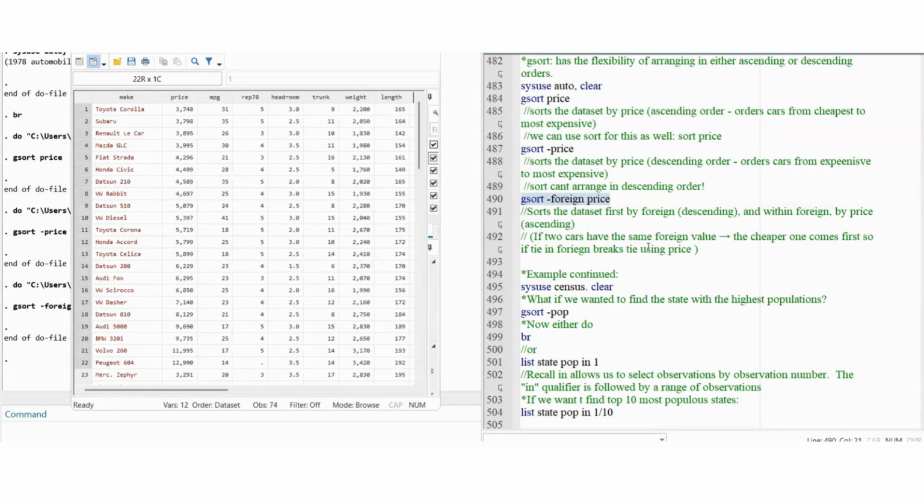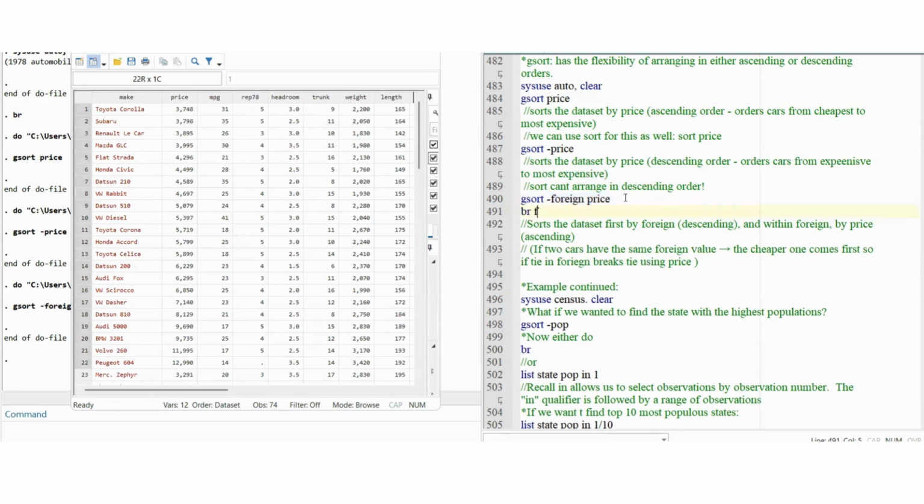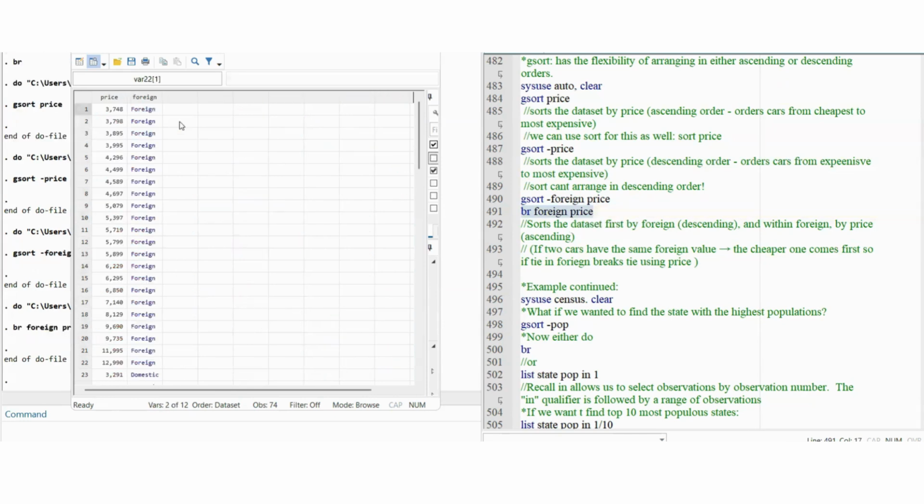Now the way it's going to arrange them, let me do browse foreign price. Let's do this. Over here we'll see, okay, because they have a tie, all of them have the same foreign value, so it will break the tie. Within foreign, it's going to arrange them in ascending order because we specified price. If I had done minus price, then it would arrange them in descending order.